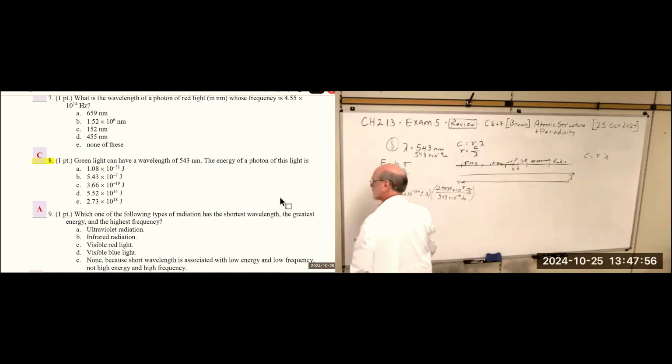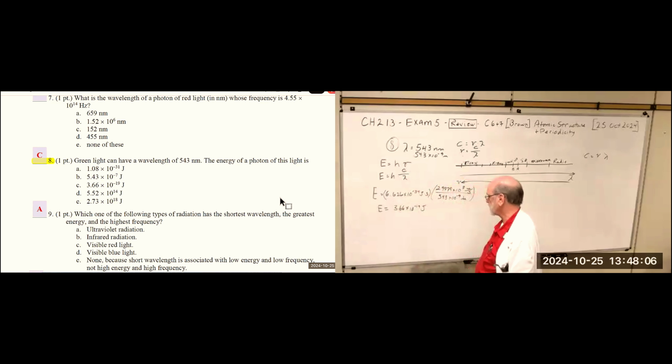And if we do the calculations correctly, we should end up with 3.66 times 10 to the minus 19 joules for that photon of light.